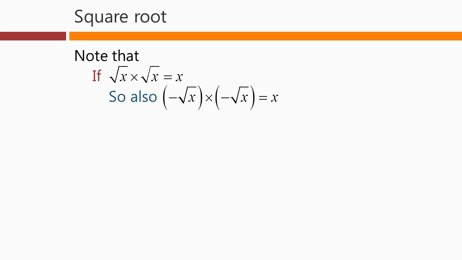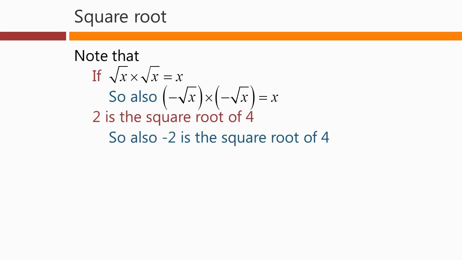Now, note that if the square root of x times the square root of x equals x, so also minus the square root of x times minus the square root of x equals x, because minus 1 times minus 1 is equal to 1. So although 2 is the square root of 4, also minus 2 is the square root of 4.